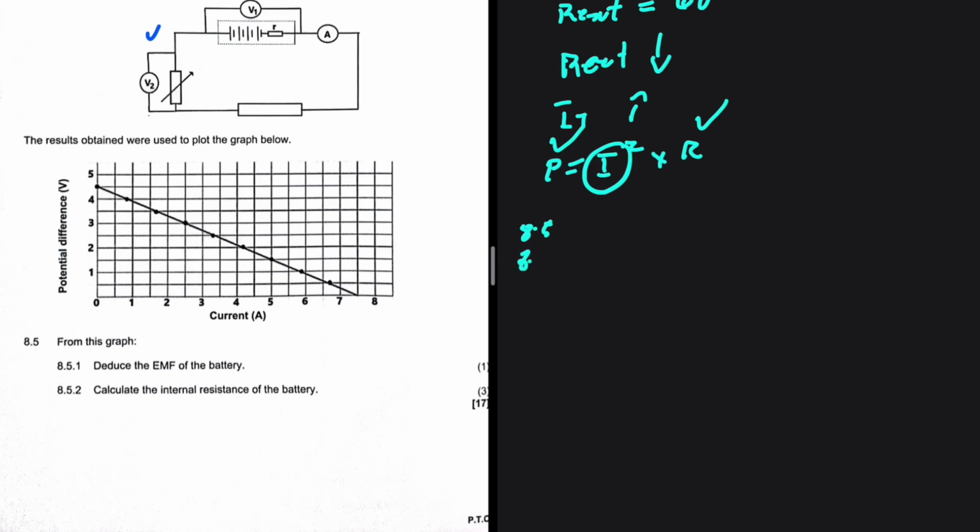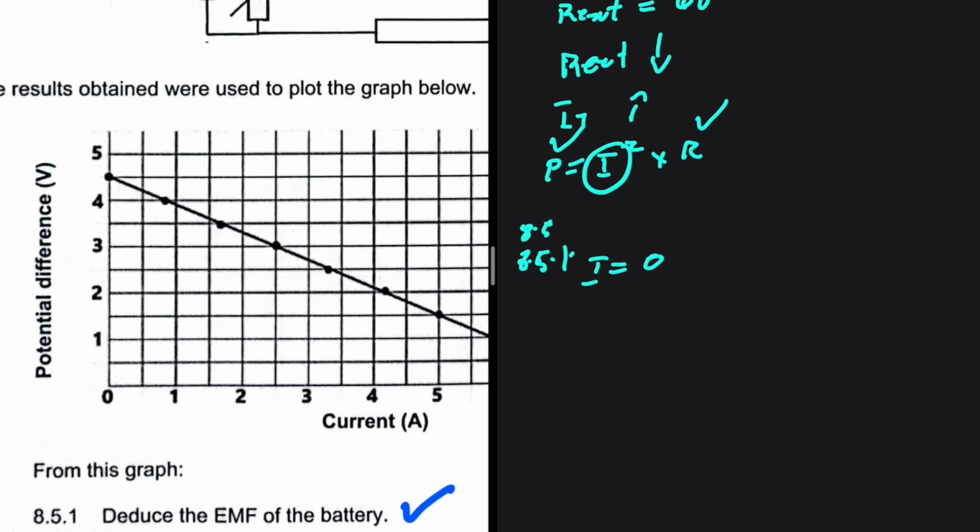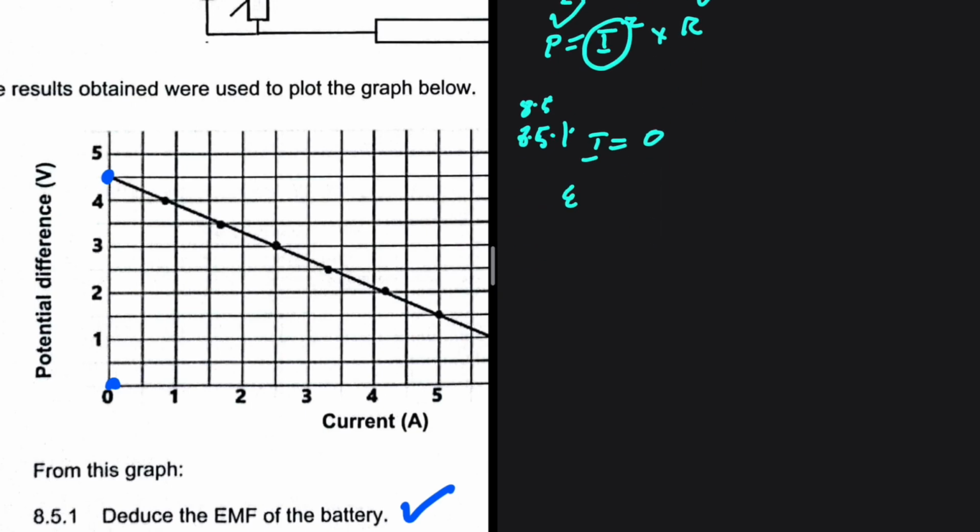8.5.1. From the graph, deduce the EMF of the battery. When the current is equal to 0, when there's no current flowing, the voltmeter is going to read the EMF. So if you look at our graph, when our current is 0, the potential difference is 4.5 volts. So we're going to have the EMF being equal to 4.5 volts.